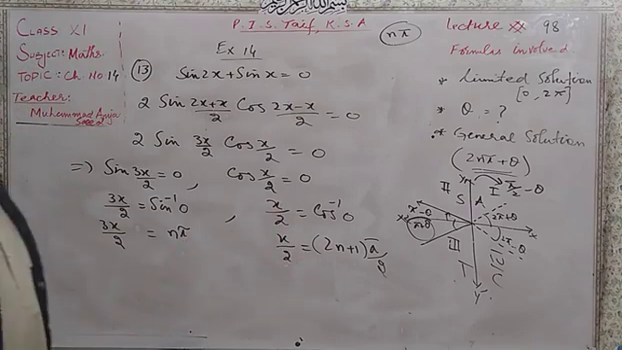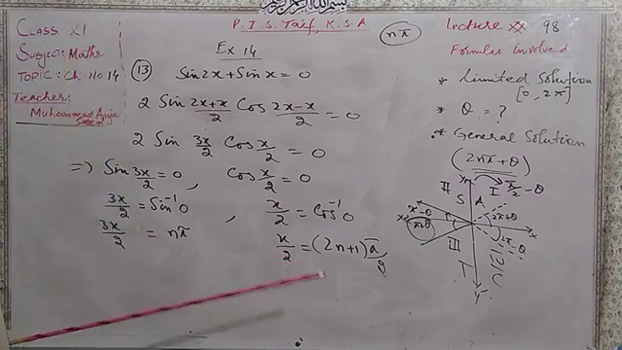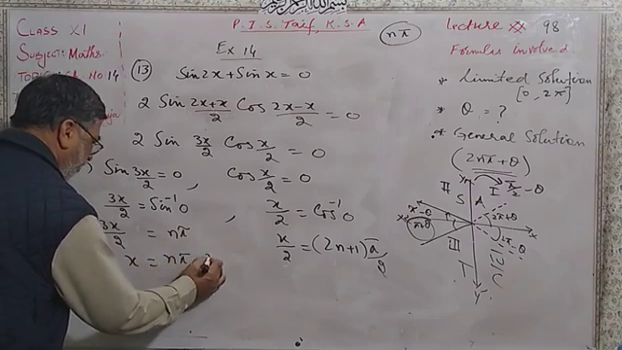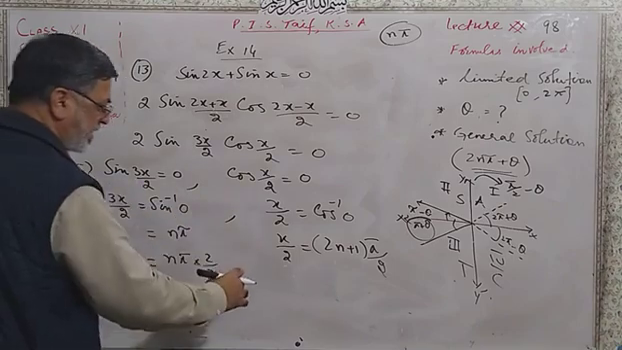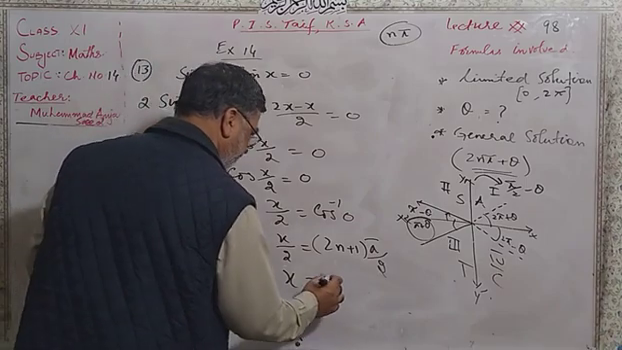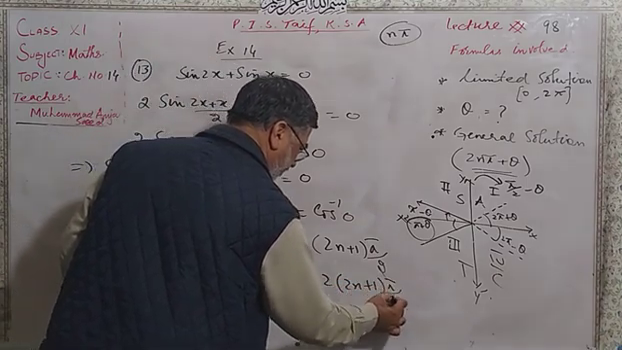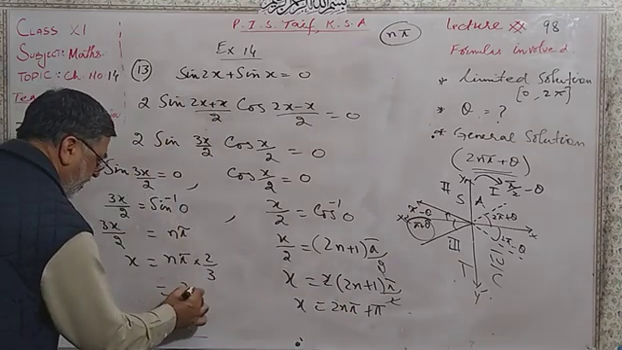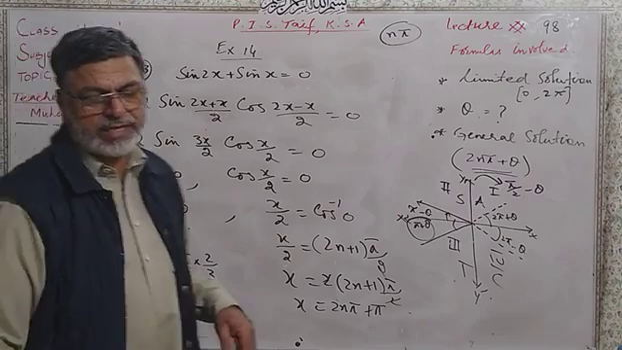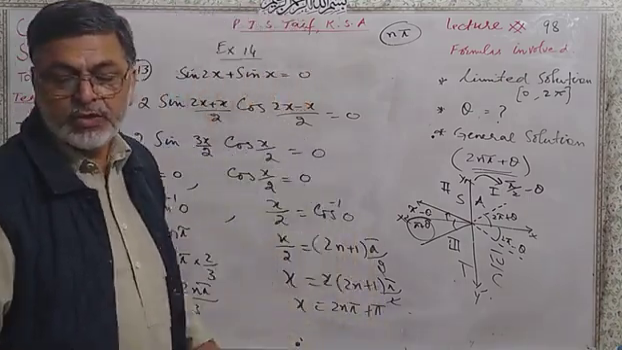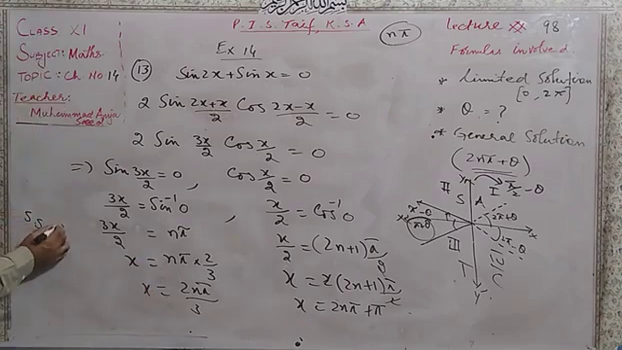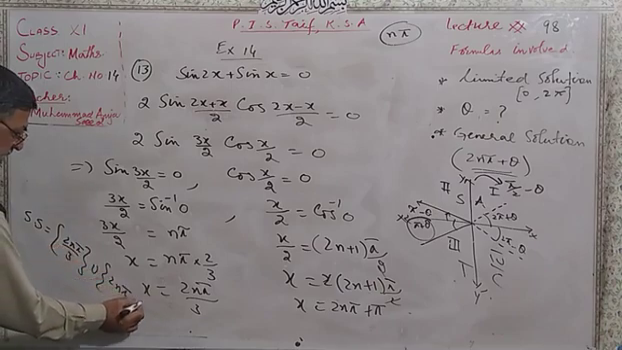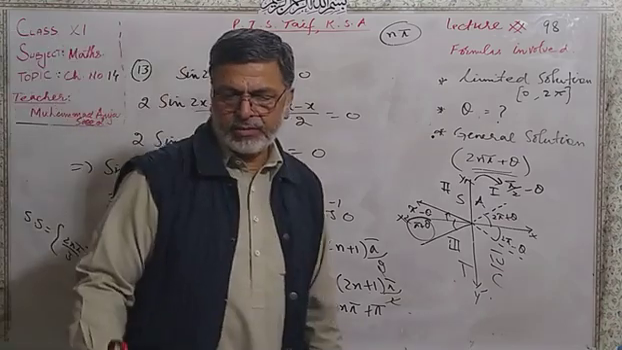So x is equal to n pi into 2 by 3. Take this 3 by 2 on the other side, reciprocal. So x is equal to 2 into 2n plus 1 into pi by 2. That will be 2n pi plus pi, and here is 2n pi by 3. So dear students, we have our solution set in general form: 2n pi over 3 union 2n pi plus pi. That's your answer. I hope that you understood this question.